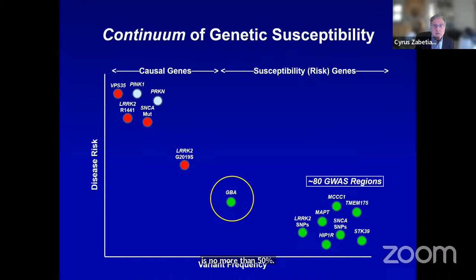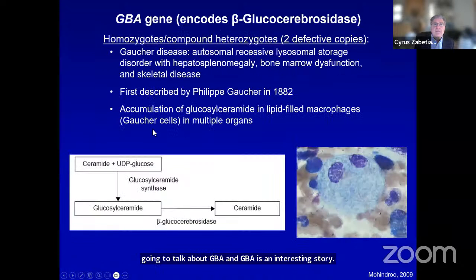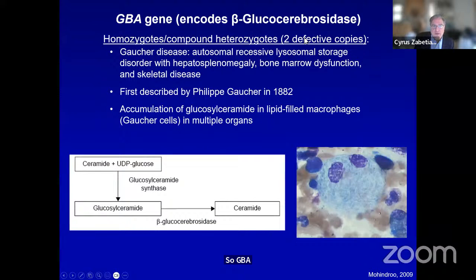So we talked about causal genes at this end. Now I'm going to talk about GBA. And GBA is an interesting story. So GBA, this gene, encodes the protein glucocerebrosidase. So we've known a lot about GBA for other reasons.